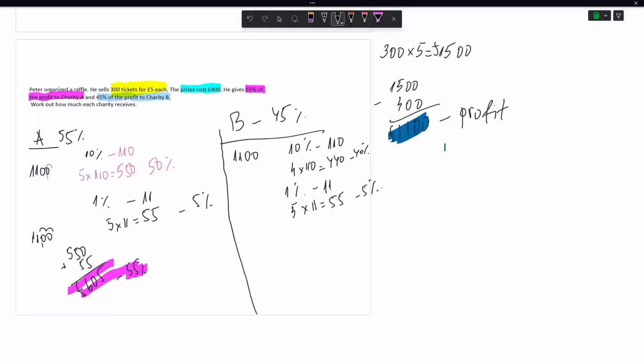So now we have both. So we have 40% and 5%. So we need to plus 440 and 55. So 440 plus 55 is 495 pounds. So this is our 45%. So this is how much charity B receives.